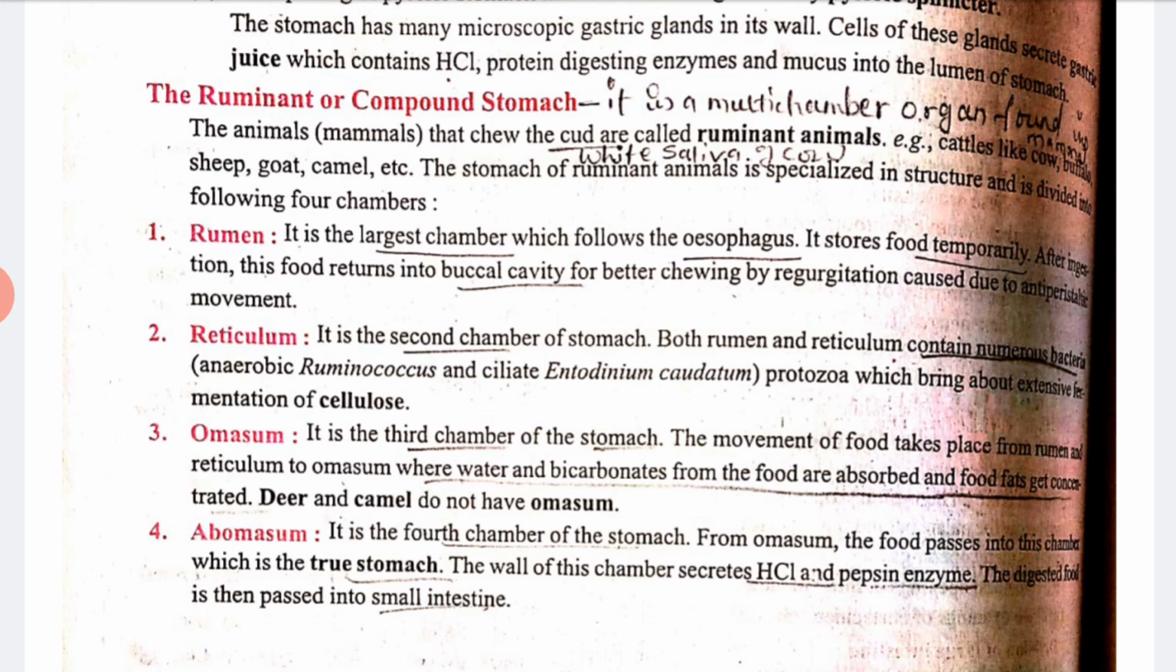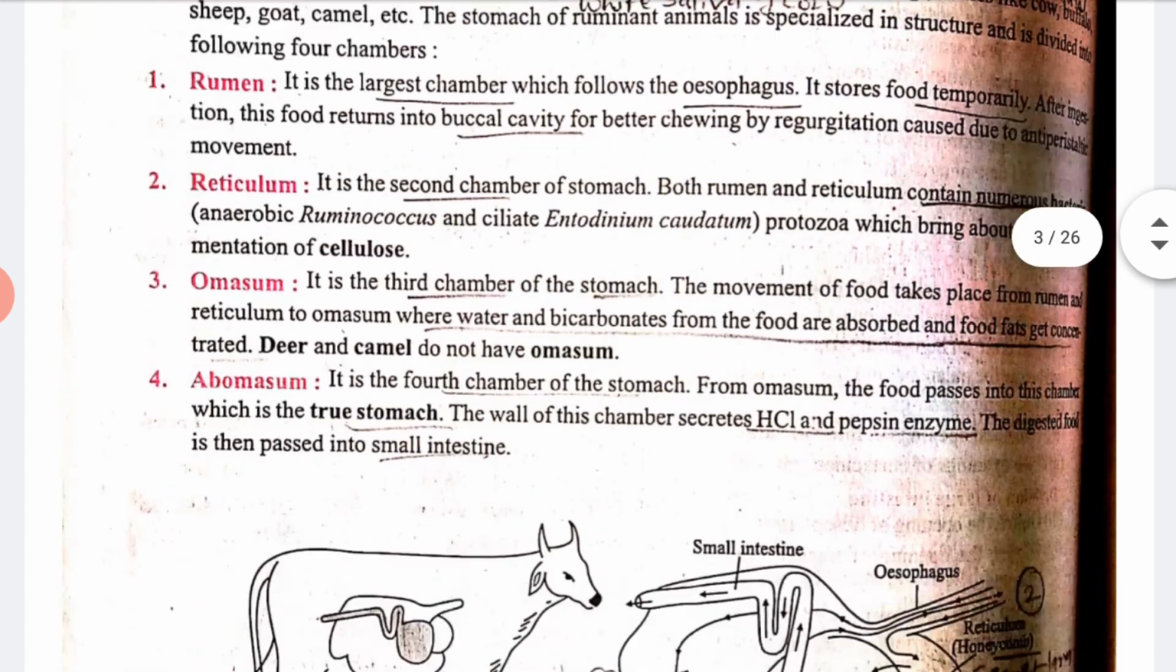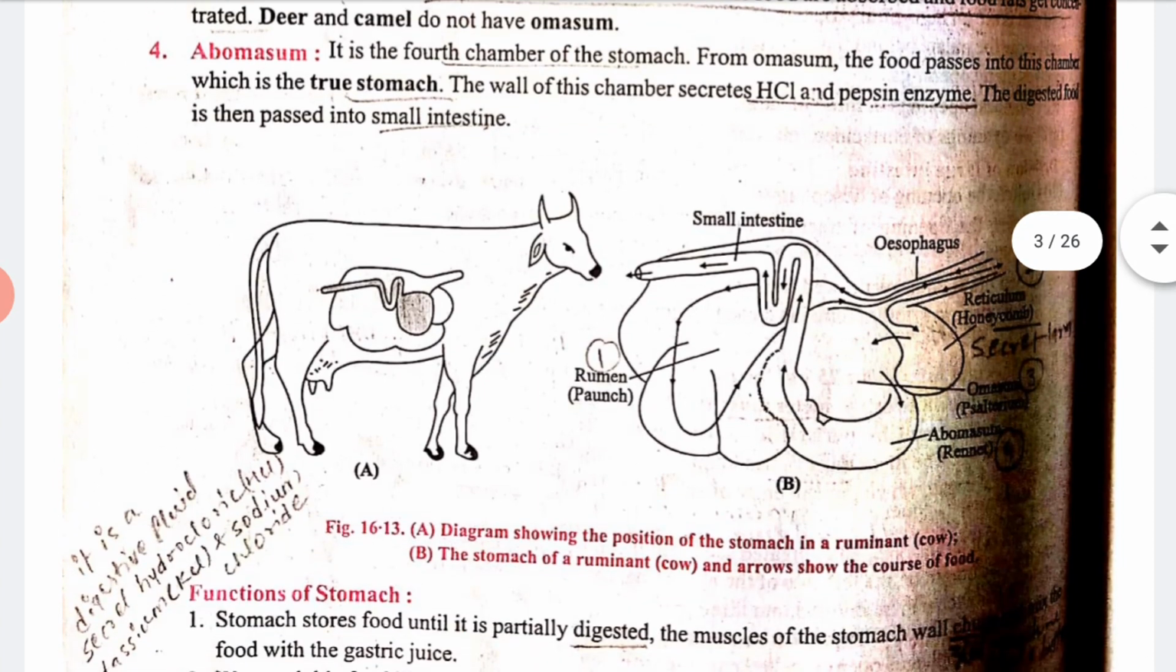Next we have the reticulum, which is the second chamber. See, dear students, the picture is given here. Both the rumen and reticulum contain numerous bacteria and protozoa, which bring about extensive fermentation of cellulose. Clear? Now next we have the omasum.